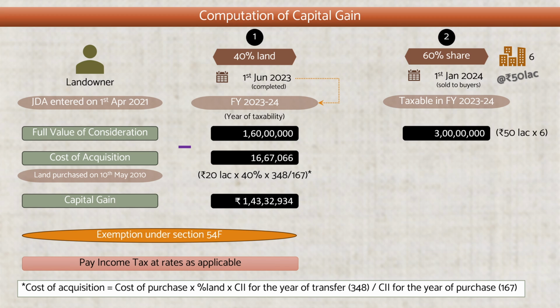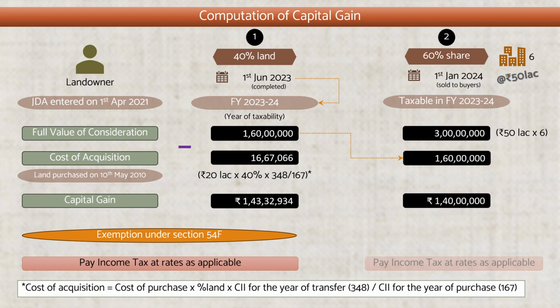And when it comes to cost of acquisition, whatever is the full value of consideration for the first transaction would become your cost of acquisition here. And the difference, that is rupees 1.4 crore, would be your capital gain, on which you have to pay income tax at rates as applicable to you. Now the crucial question, is JDA beneficial to you?